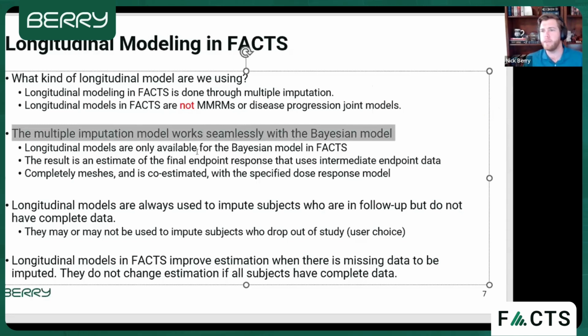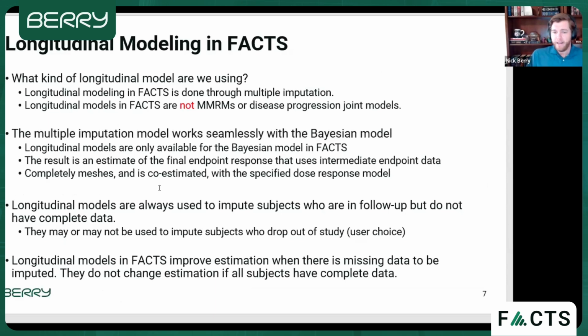And it also works with the dose response model. So when you're imputing patients, that's updating the dose response model. It's co-estimating the longitudinal model. Those things get mixed together. It's sort of a nice feature of FACS that they're modular. They mix together, but you can mix any type of dose response model with any type of longitudinal model, and they mesh really nicely.